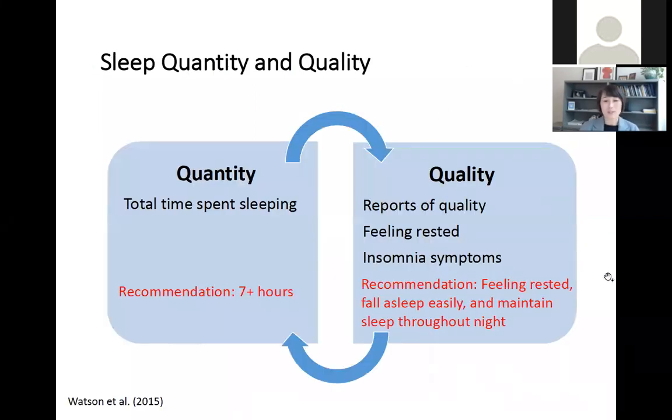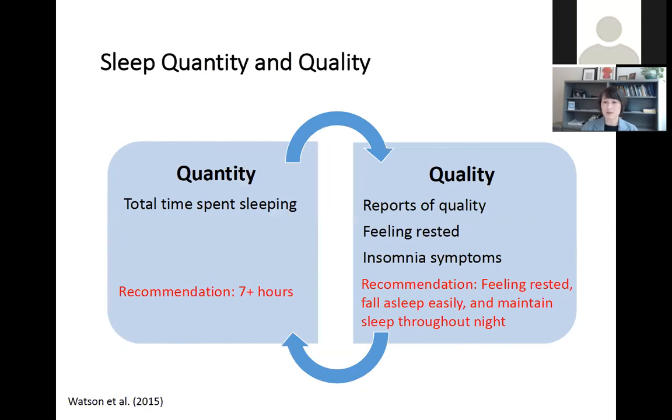So another couple definitions I wanted to share. A lot of times when we talk about sleep, we don't really distinguish between sleep quantity and sleep quality. Sleep quantity refers more to our sleep duration, or the total time spent sleeping. Sleep quality, on the other hand, refers to a number of different constructs, but for example, individuals' own self-reports of the quality of sleep that they get, reports of feeling rested when you wake up, and also insomnia symptoms are captured with this as well.